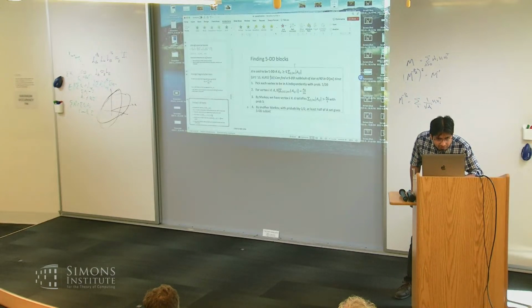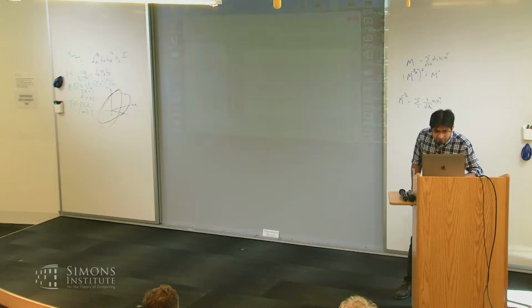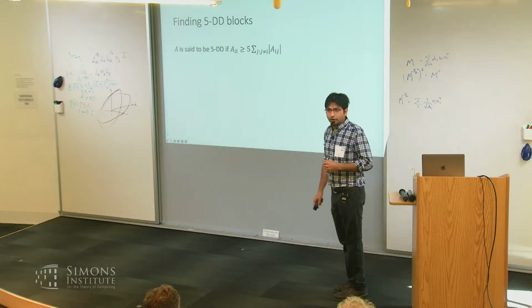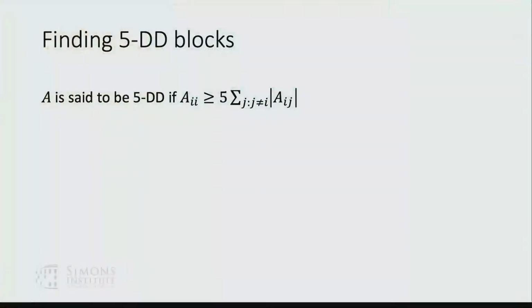Let me just add an animation here so that we can parse this slowly. Okay, how do you find these 5 diagonally dominant blocks? This is just our definition: a diagonal has to be 5 times larger than the sum of the off diagonal. First observation, a Laplacian is 1 diagonally dominant. The diagonal is the sum of the off diagonals.